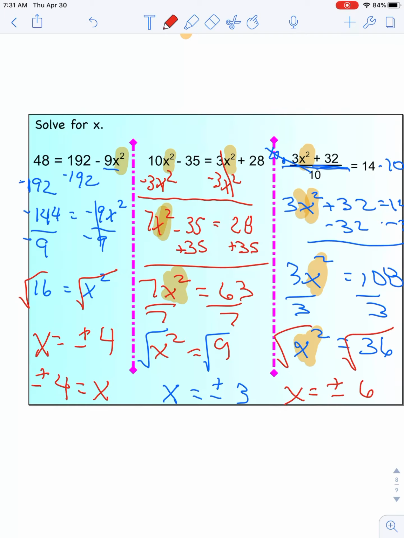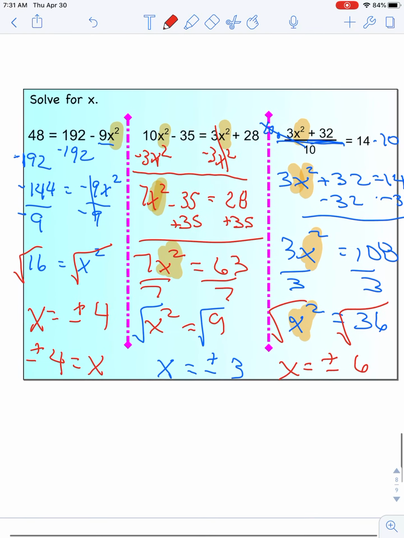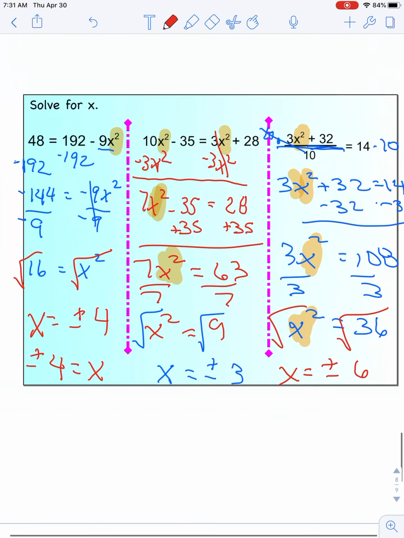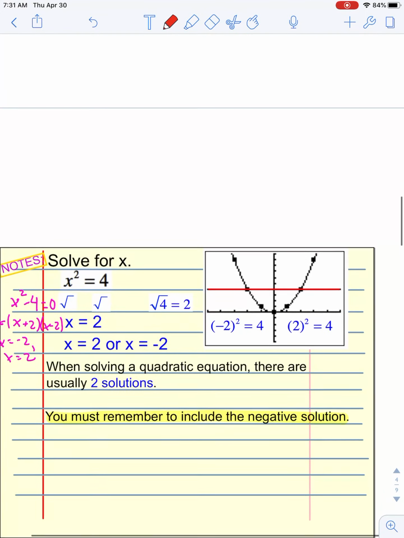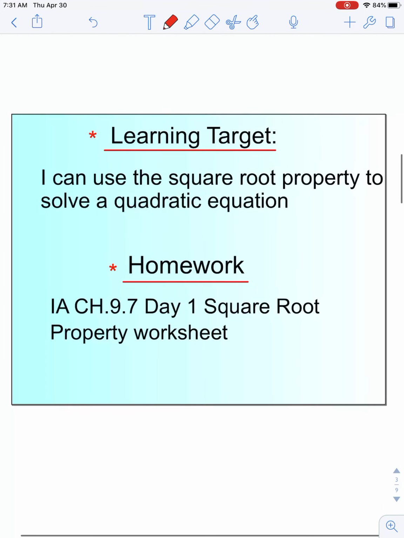Do your best to just walk through these examples, look at them again, and then go back to Schoology and open up the assignments in Chapter 9 and look for the Day 1 Square Root Property Worksheet. I'll also post an answer key. Please check your work. Please show some work, maybe not on some super simple ones, but show me some of your steps so I can see your thinking.